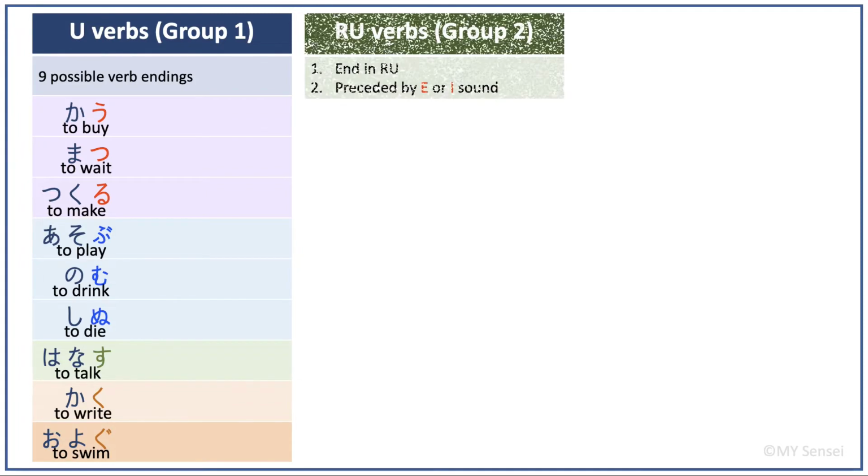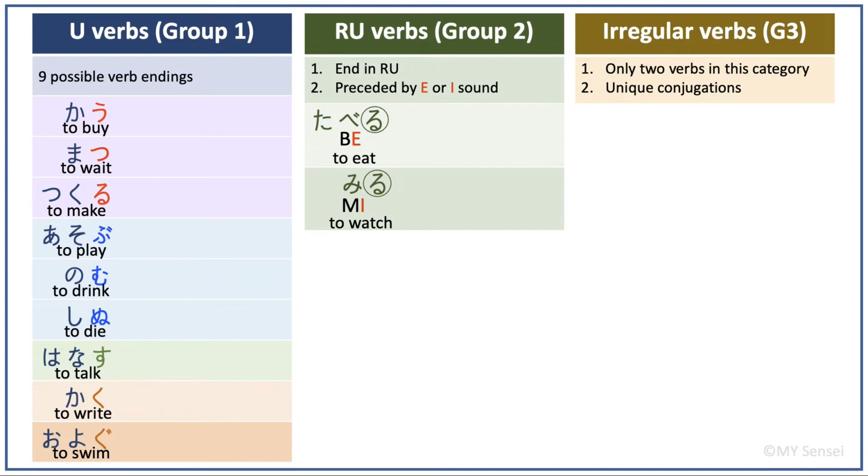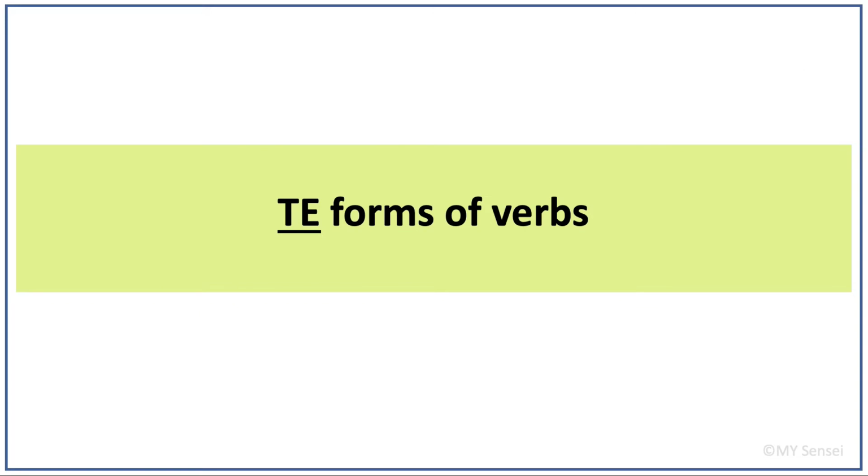The second group is ru verbs, also known as group 2 verbs, such as the verbs that you see here. There is only one possible verb ending for this type of Japanese verbs, which is ru, and ru has to be preceded by an i sound or e sound. The third group is irregular verbs, also known as group 3 verbs, and they include the following 2 verbs only. These verbs are short affirmative forms. How do we change the verbs you just saw from their short affirmative forms to their te forms?